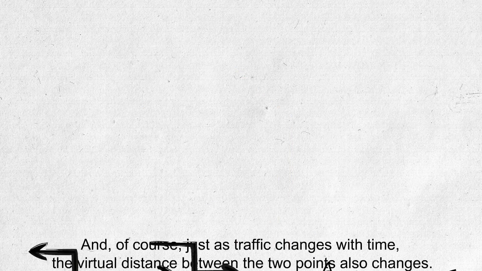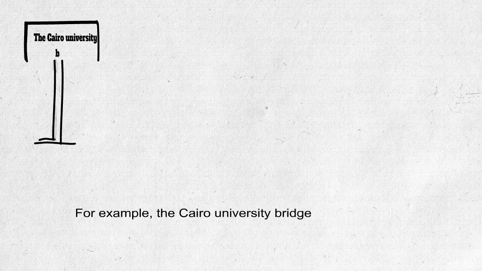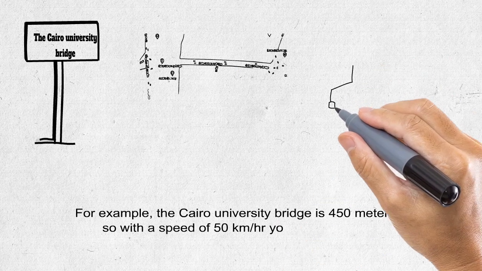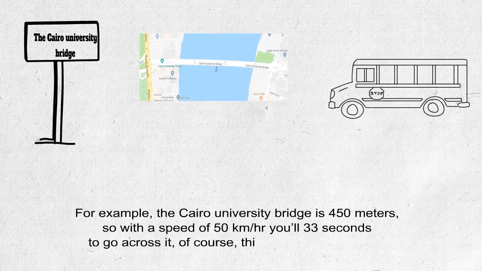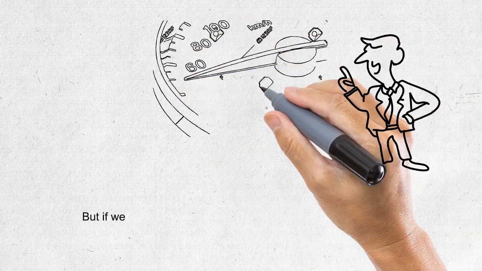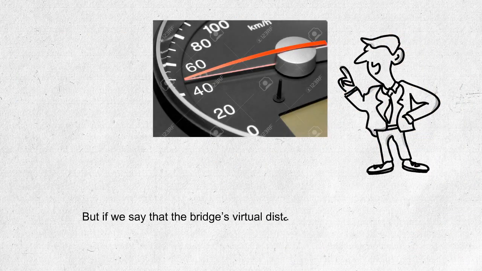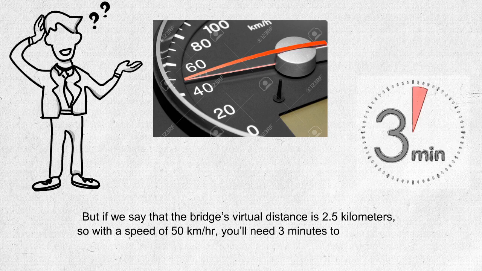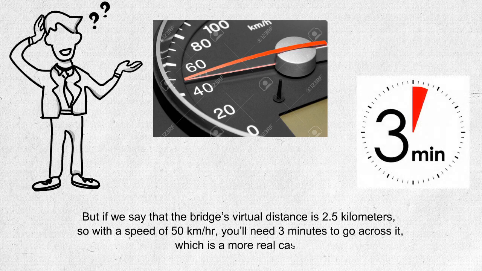For example, the Cairo University Bridge is 450 meters. So with a speed of 50 km per hour, you'll need 33 seconds to go across it. Of course, this case never happens because of the heavy traffic. But if we say that the bridge's virtual distance is 2.5 kilometers, then with a speed of 50 km per hour, we will need 3 minutes to go across it, which is a more real case.